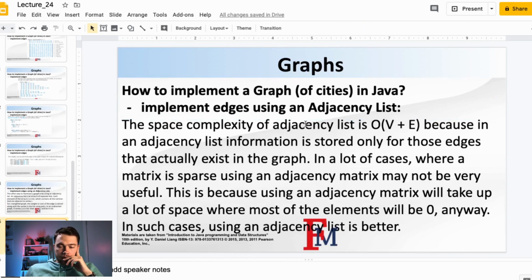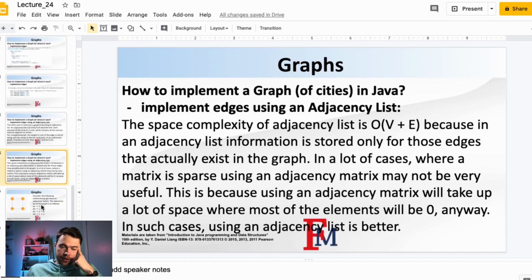Okay, so now, again, adjacency list. The space complexity of the adjacency list. If we compare, what's more time efficient? Is it better to use an adjacency matrix or an adjacency list? It's better to use an adjacency list. It's better in general, and that's what's being described here.